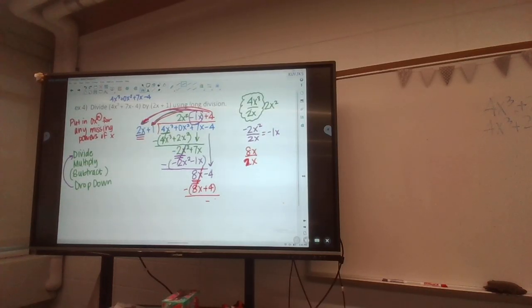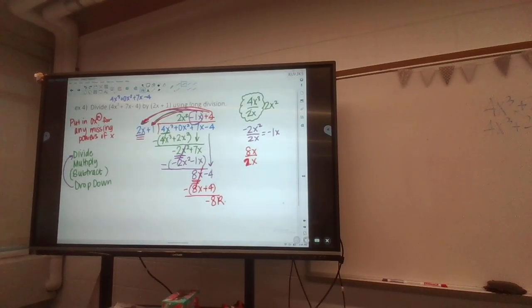Negative 8. So now we stop, and you might wonder why, but if I try to divide negative 8 by 2x, I can't do that. And we're getting the 8x from the 4 up here times 2x, right? And this is now our remainder. We can't go in anymore because if I try to divide negative 8 by 2x, I'm going to get negative exponents and we don't want to deal with that. So this is our remainder.